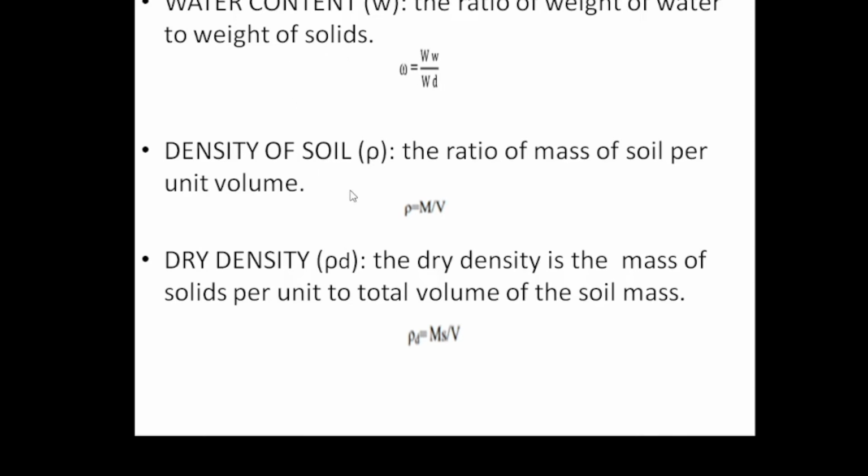Density. Density is denoted by the letter rho, and as we all know, density is the ratio of mass by volume. This density can also be called as bulk density of solids, which is nothing but mass of the soil to the volume of the soil. Then we have dry density, which is denoted by the letter rho d. It means that the soil is in the dry state.